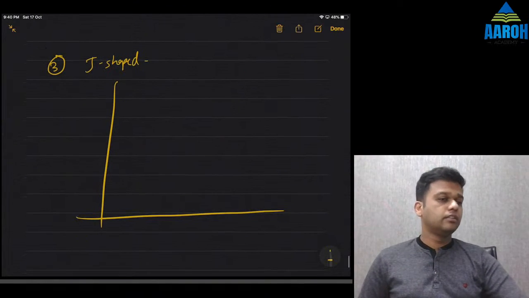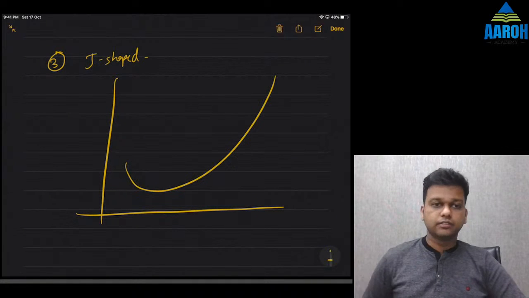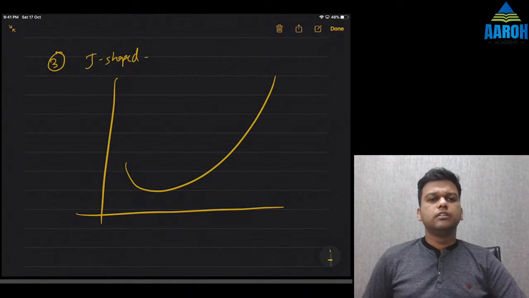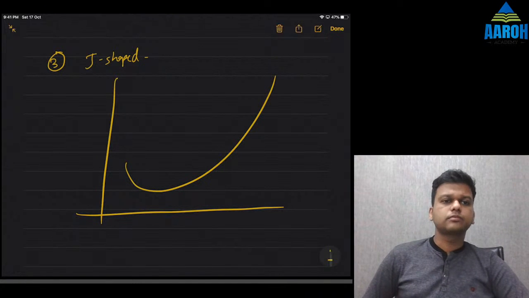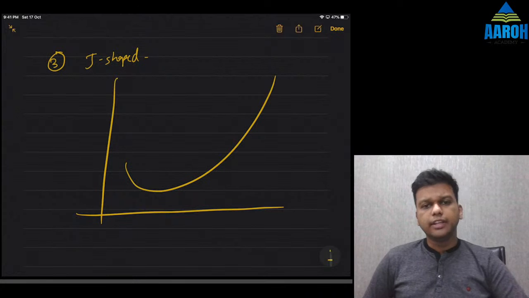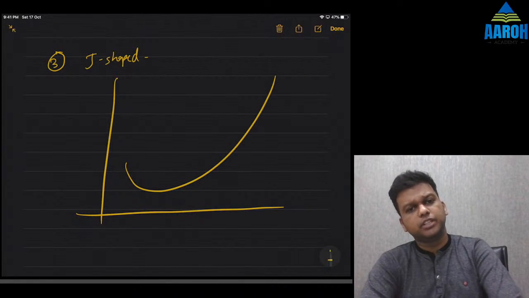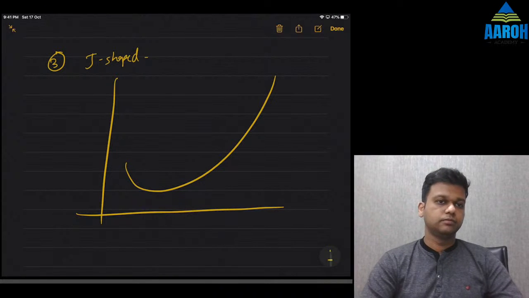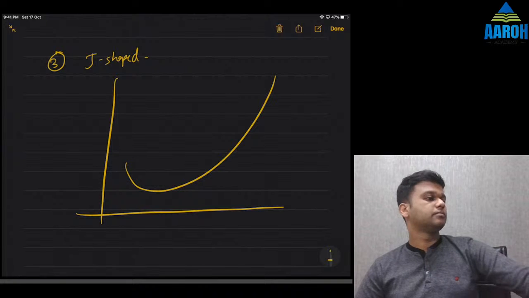J-shaped means what? Like J, right? So something which decreases first and then increases higher later. Any idea? Any example of this? Any example of J-shaped curve? Anyone? Any example of J-shaped curve?